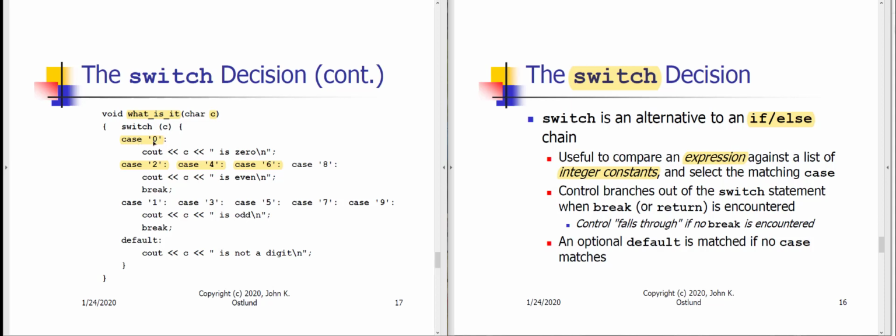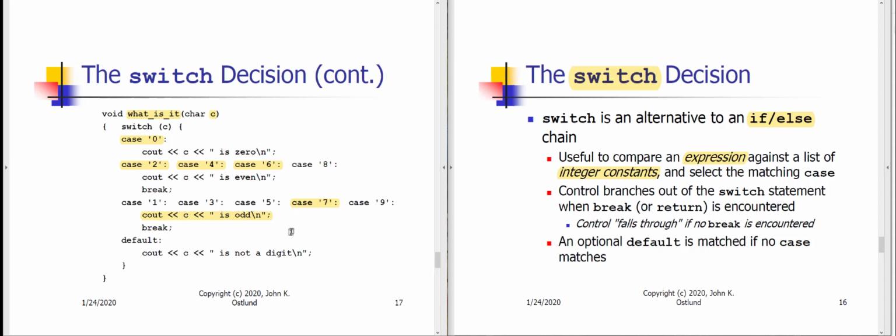Now, character 7 does not match character 0, so we skip that case. Doesn't match character 2, doesn't match character 4, 6, or 8. Doesn't match character 1, 3, 5, or it does match character 7. We have found our matching case label. And so having found our matching case label, what we now do is to look for the next available executable statement, which is this cout statement. And so the message is going to be displayed that 7 is odd.